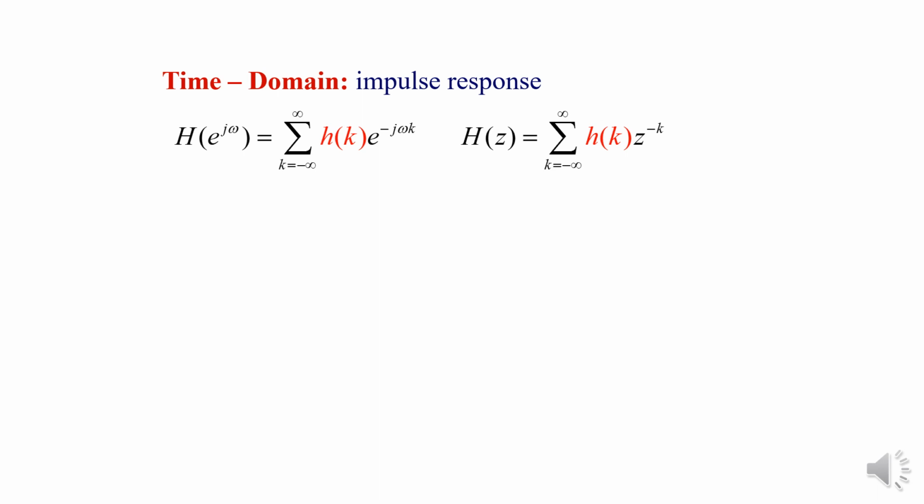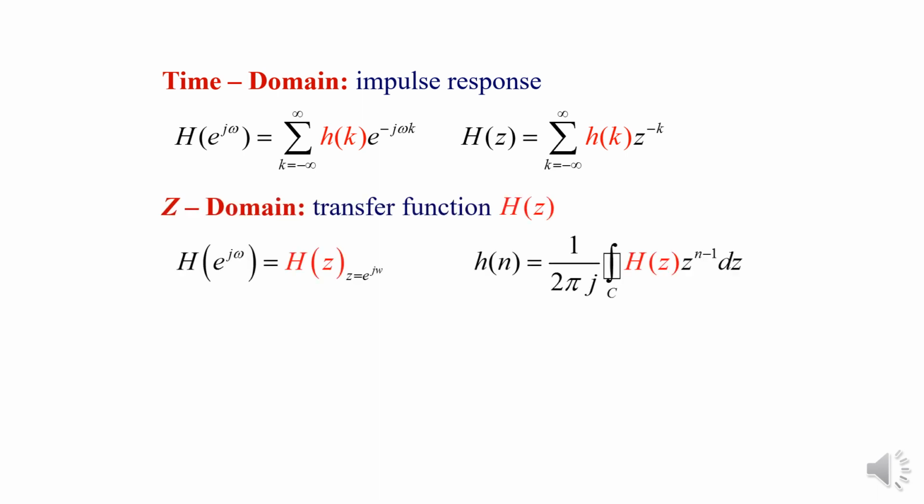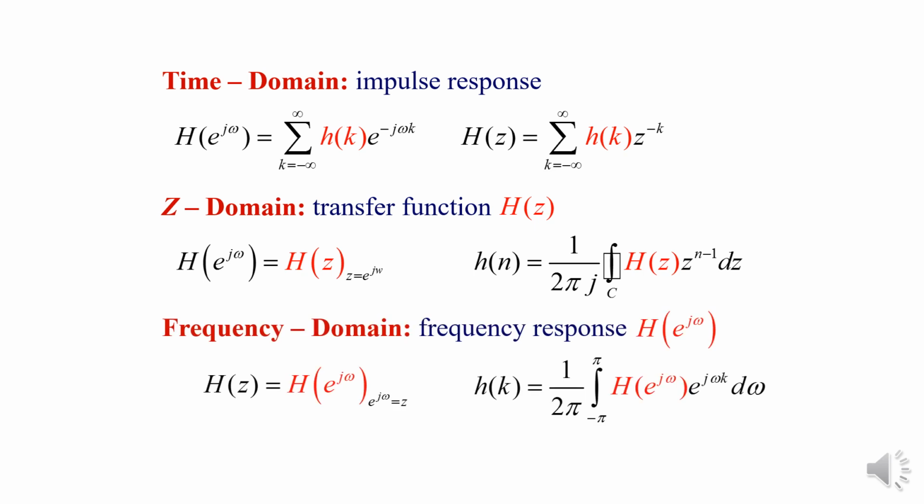So here again, call this thing, right? H(e^jω) means the DTFT of h(n), right? H(z) is the Z transform of h(n), right? So here what you are getting is H(e^jω) here, right?